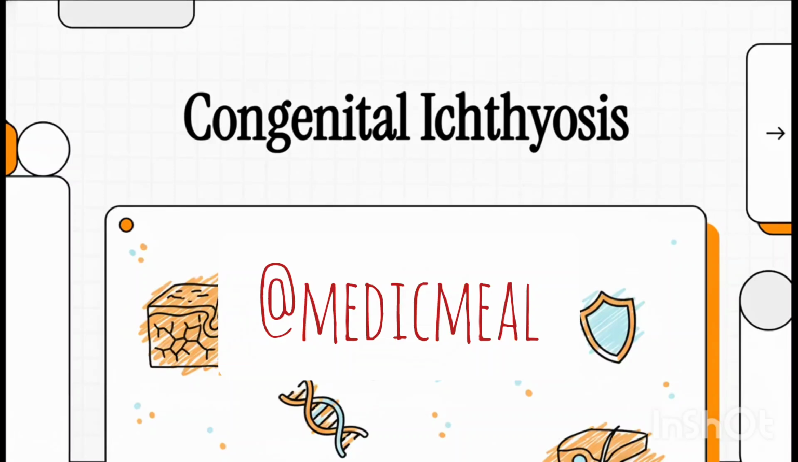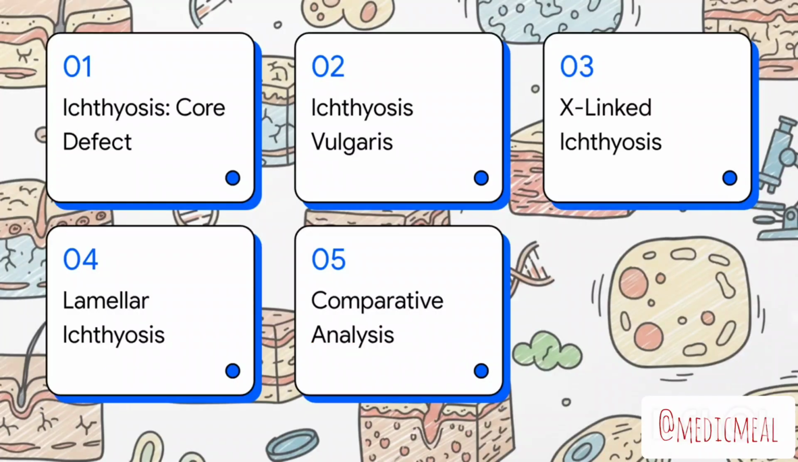All right, in this clinical review, we're going to do a focus dive into the key congenital ichthyoses, those inherited disorders of keratinization. Okay, so here's our game plan. We'll start with the absolute core defect. What makes ichthyosis, well, ichthyosis? Then we'll tackle the three major subtypes one by one: vulgaris, X-linked, and lamellar. And to wrap it all up, we'll do a comparative analysis to really lock in the key differences.